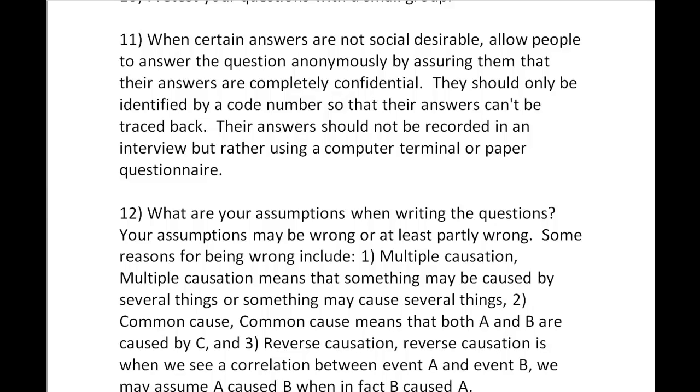And if you're asking people about whether they've committed adultery, you probably don't want the spouse there, at least if you want to get an honest response. So be very careful. There's a lot of things that people don't want to get in trouble for or look bad.